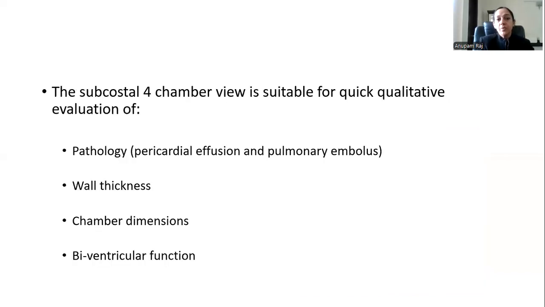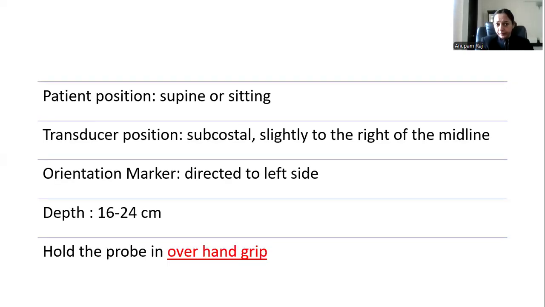The subcostal four-chamber view is suitable for pathologies like pericardial effusion, pulmonary embolism, wall thickness, chamber dimensions, and biventricular function. This is also a very easy view that can be achieved at the time of cardiac arrest without requiring a change in the patient's position or interfering with anybody else's work at the head end of the patient. So it comes in really handy in cardiac arrest situations.